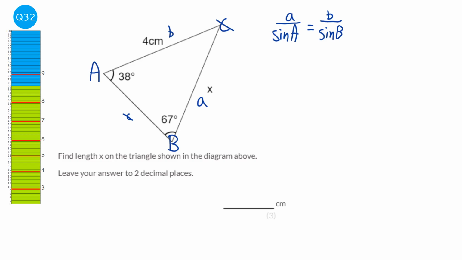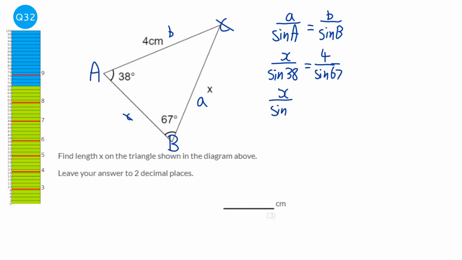Okay, so we're going to fill in the values. So a is x, capital A is 38, lowercase b is 4, and uppercase B is 67. Now you'll only ever sine an angle, so if you ever put a 4 in there or something, that's not going to be right straight away.